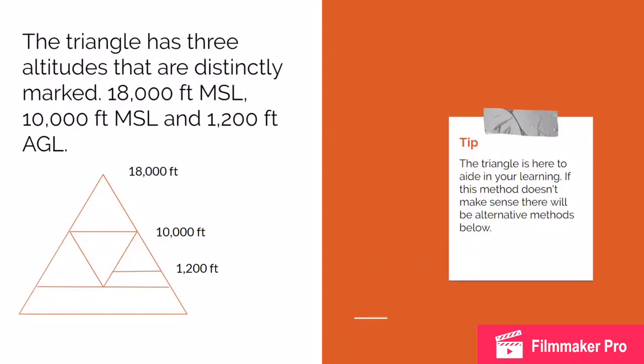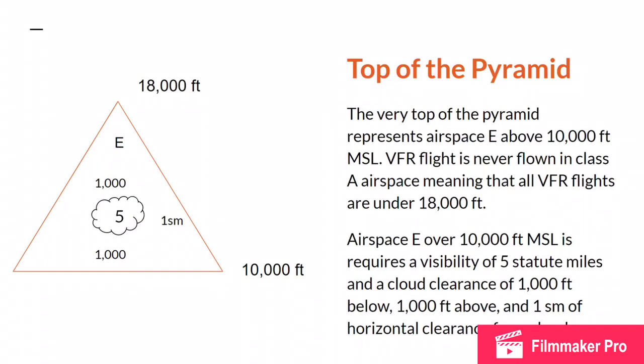To begin, I want to call attention to the 3 altitudes that are distinctly marked, and they should be written out when you're drawing this on your own. This method was an easy cheat sheet for my private pilot exams, and I recommend this method over anything else. As for the altitudes, we'll be writing out 18,000 feet MSL, and this is because VFR operations are below Class A Alpha airspace, 10,000 MSL, and 1,200 AGL.